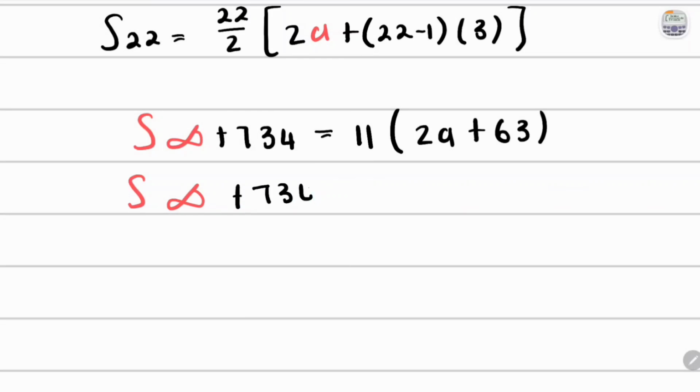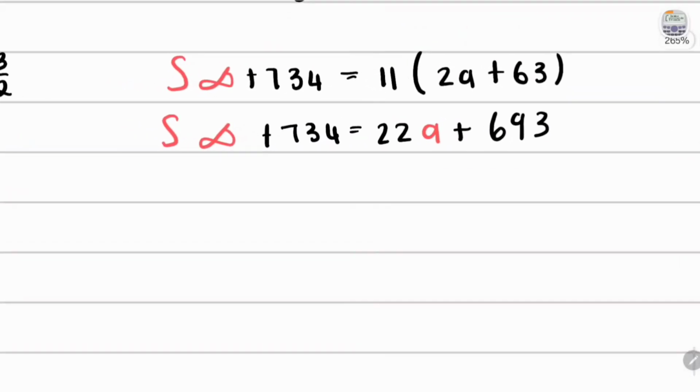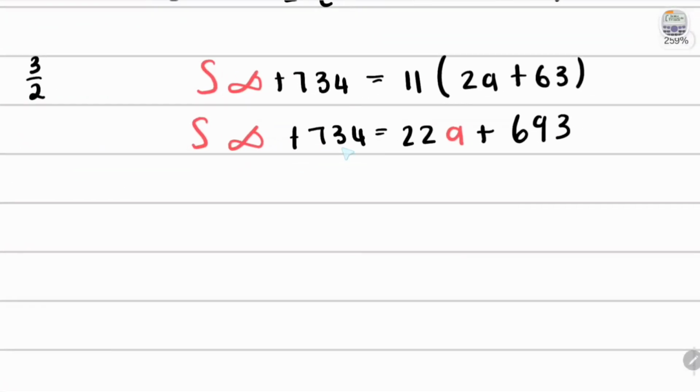734 is equal to, and if we distribute here, we get 22a, and we could just write a in color so that we know it's the same thing there, plus 63 times 11 is going to be 630 plus another 63. So this is what we have. And you see how the sum to infinity is the subject here. We might as well make the sum to infinity the subject.